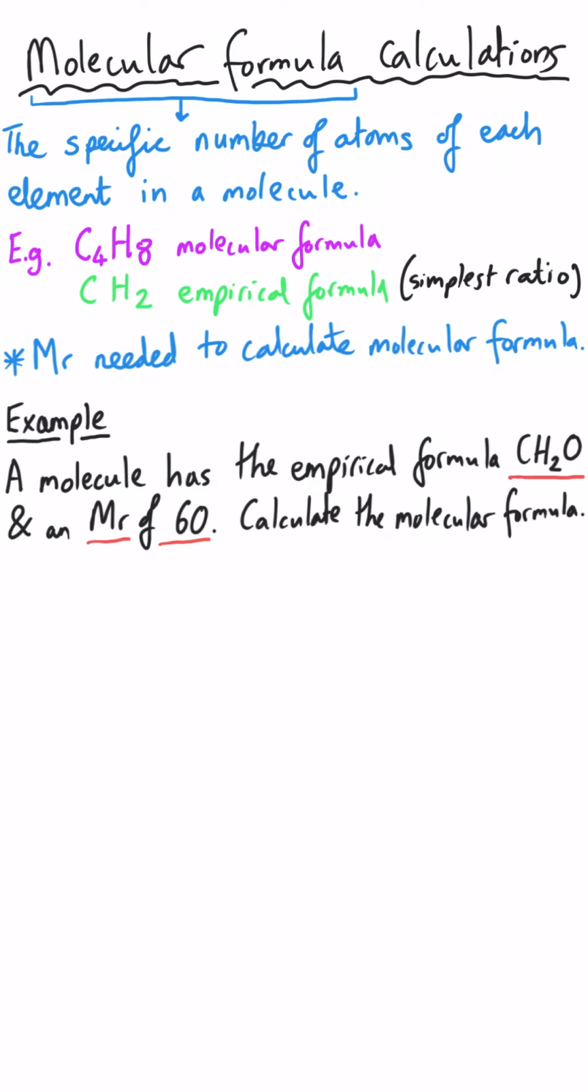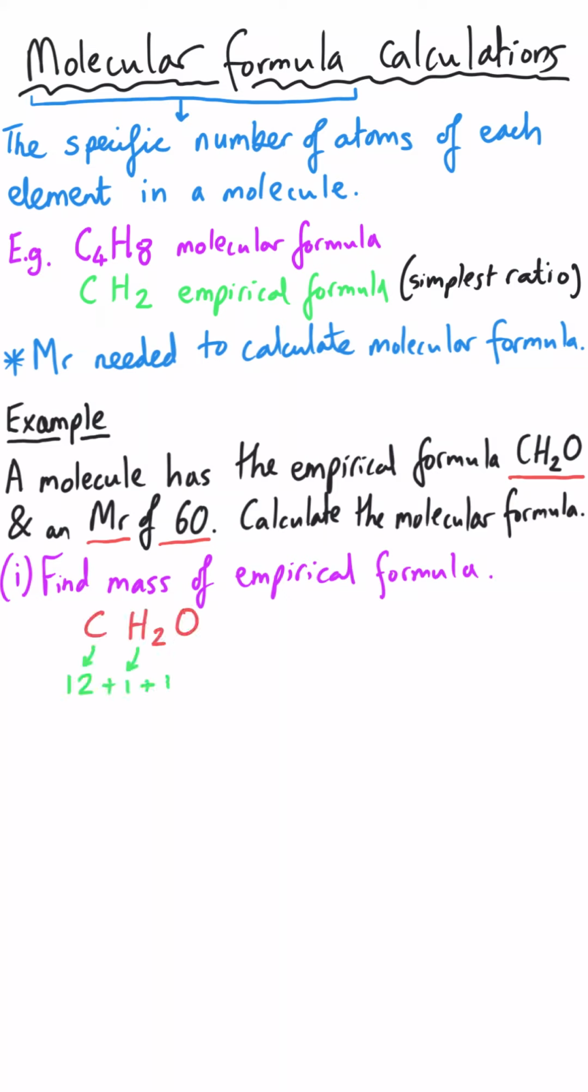To do this, we've got 2 steps. We first need to look at the empirical formula and find out how heavy that is. Well, carbon is 12, hydrogen is 1, but there's 2 of them, and oxygen is 16. All of this adds together to make 30.